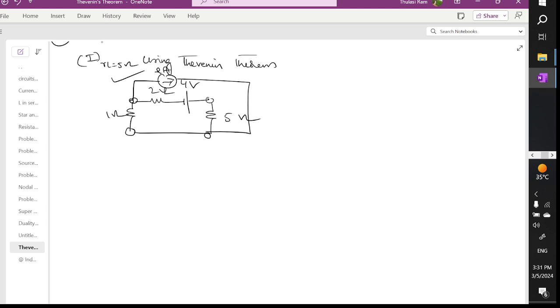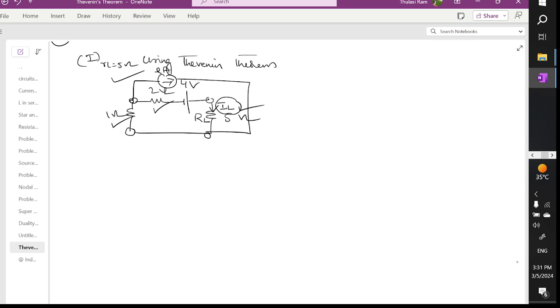So you have a 2 ohm source and a 1 ohm source. This is the load resistor given to us. Let's try to find out the current across the 5 ohm. So in this branch we need to find the load current IL. How do we find IL?